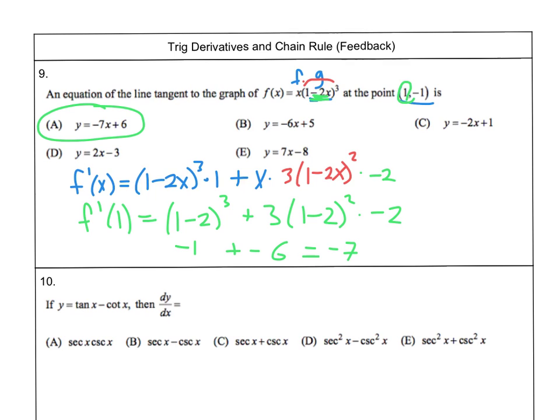Only one of these lines has a slope of negative 7, so I already know it's that one. But just to kind of cover my bases, y is equal to negative 1 plus negative 7 times x minus 1. Again, we're getting the point from up here. And when we do some simplifying, y equals negative 7x plus 7. So negative 7x and plus 7 minus 1 would be plus 6.